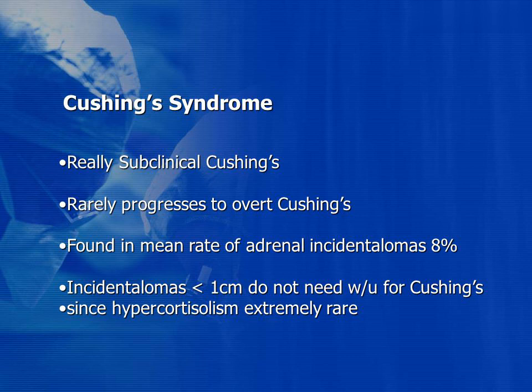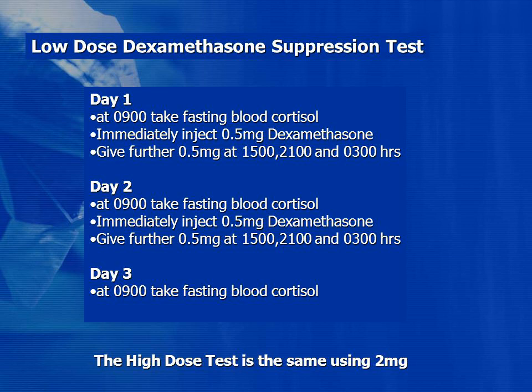Found in a mean rate of 8% of adrenal incidentalomas. Incidentalomas less than 1 cm do not need workup for Cushing's, since hypercortisolism is extremely rare. Low-dose dexamethasone suppression test: Day 1, at 0900 take a fasting blood cortisol, then immediately inject half a milligram of dexamethasone. Give a further half milligram at 1500, 2100 and 0300 hours. Day 2, Day 3. The high-dose test is the same, using 2 milligrams.